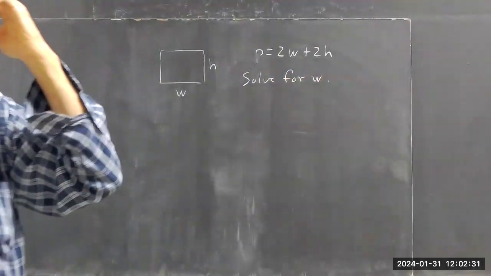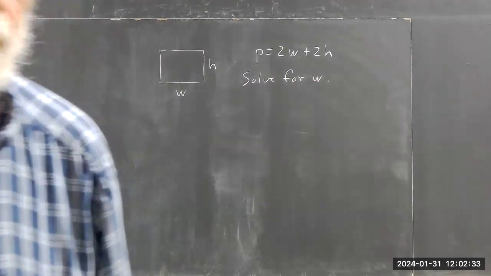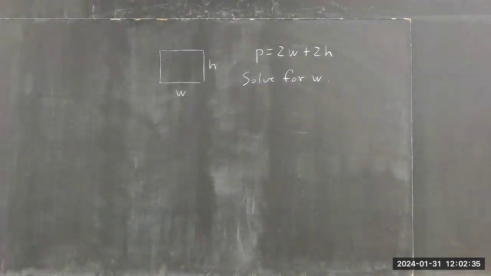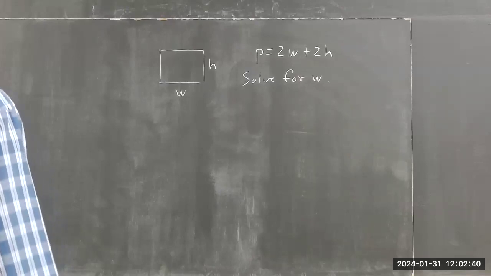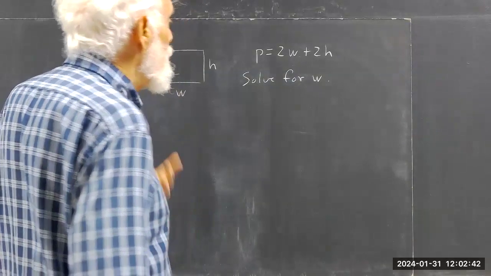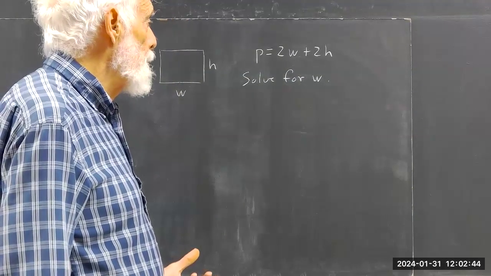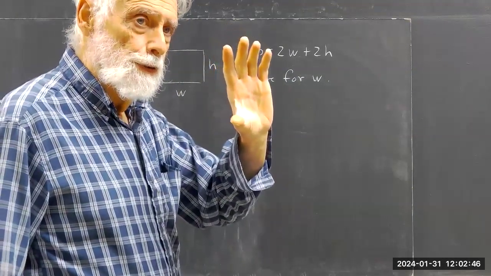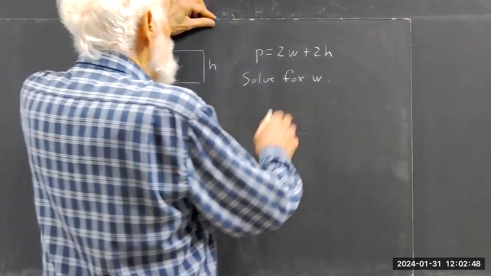We want to solve this equation for W. So what are we going to do to solve the equation for W? Is there something we can do? I'm going to do one thing just to make it a little easier for you to look at. I'm going to switch the sides.